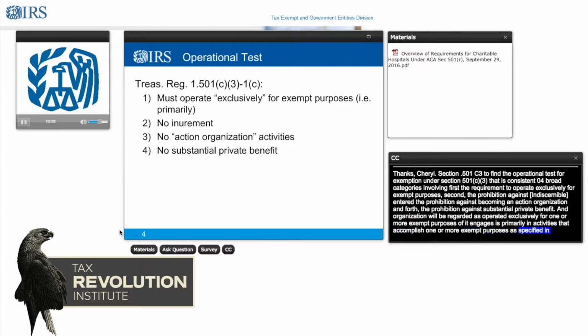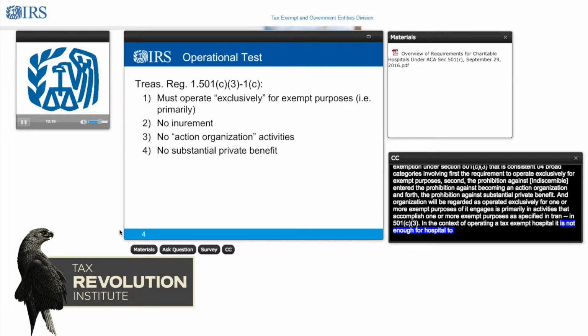In the context of operating a tax-exempt hospital, it's not enough for a hospital to state that it operates exclusively to promote health. Rather, a hospital must demonstrate that it operates to promote the health of a class of persons that is broad enough to benefit the community. This is known as the Community Benefit Standard, and we will be discussing the Community Benefit Standard in just a few minutes. In addition, Section 501(c)(3) prohibits an organization from distributing its net earnings to any private shareholder or individual.